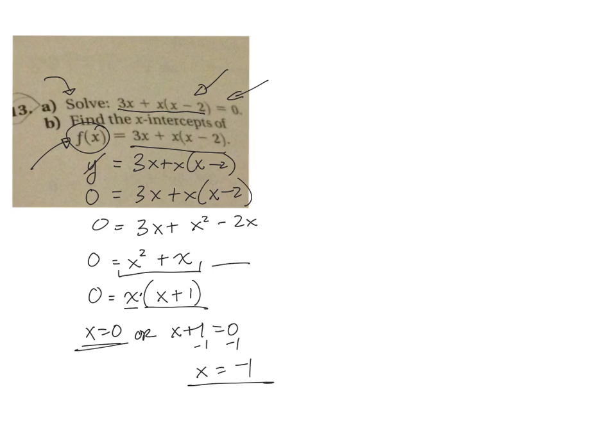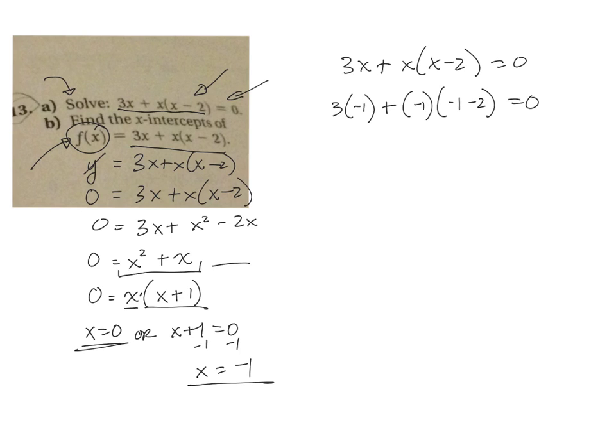I could go and check one. Let's check the negative 1. So my equation is 3x plus x times x minus 2 equals 0. Let's plug in a negative 1 and see what works. Negative 1 times negative 1 minus 2 equals 0. That'd be minus 3 plus, this would be negative 1 times a negative 3. And negative 1 times a negative 3 is a positive 3. So I have minus 3 plus 3, and sure enough that equals 0. So that one checks. And you could check that one too.